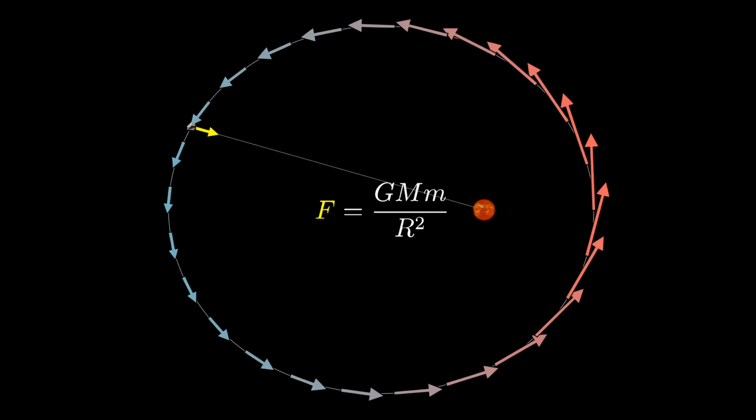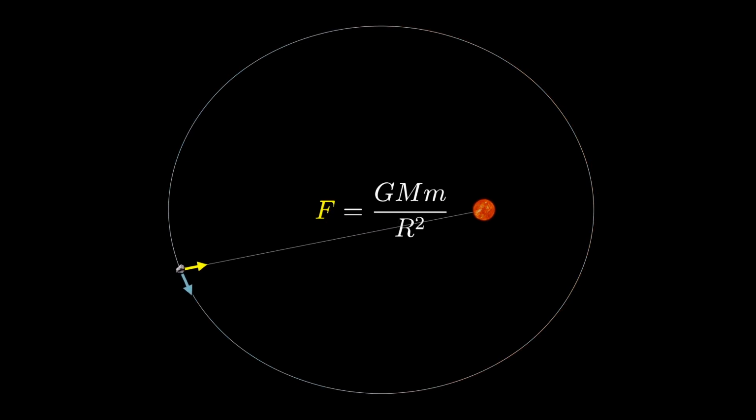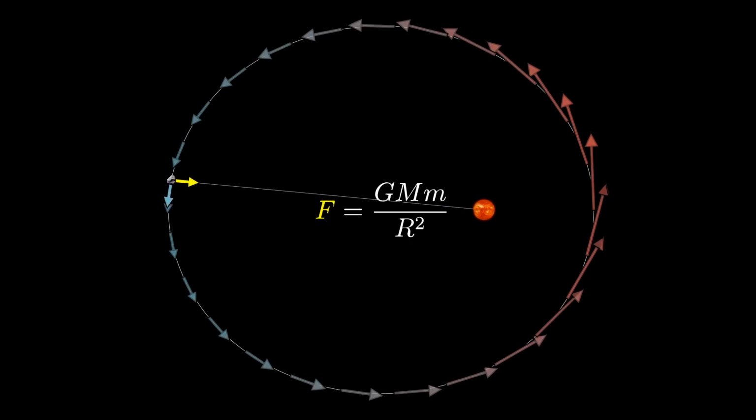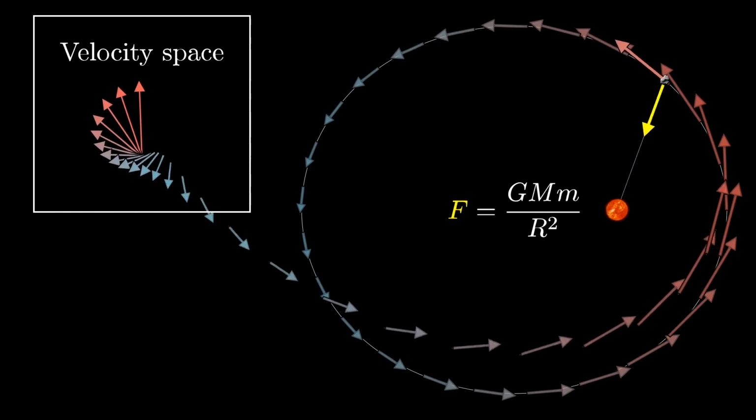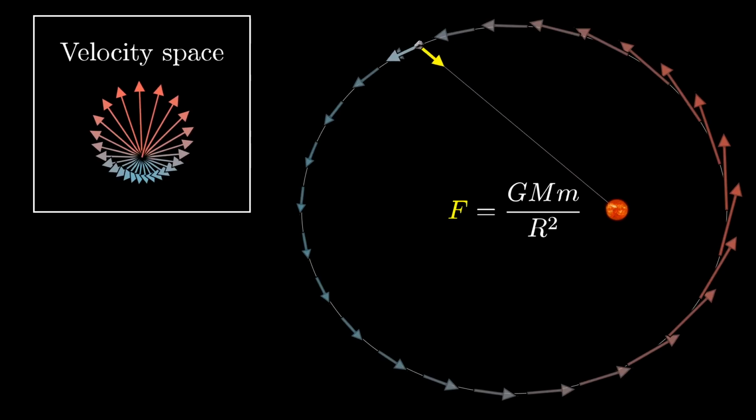As the object orbits, its velocity will be changing, right? It's rotating always tangent to the curve of the orbit, and it's longer at points where the object is moving quickly, and shorter at points where it's moving more slowly. What we'll show is that if you take all these velocity vectors and collect them together so that their tails sit at a single point, their tips actually trace out a perfect circle.